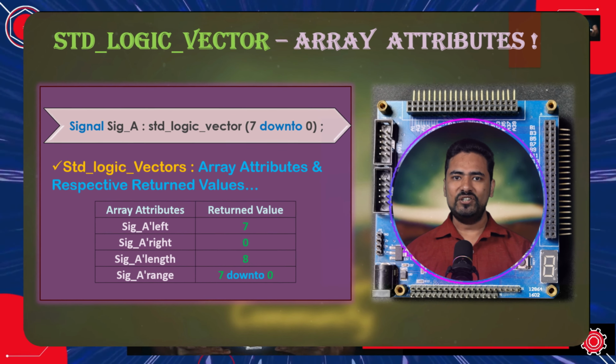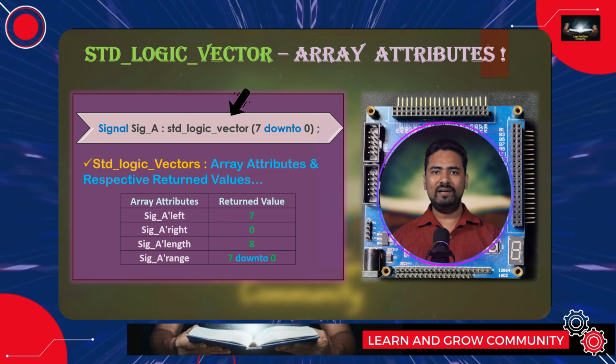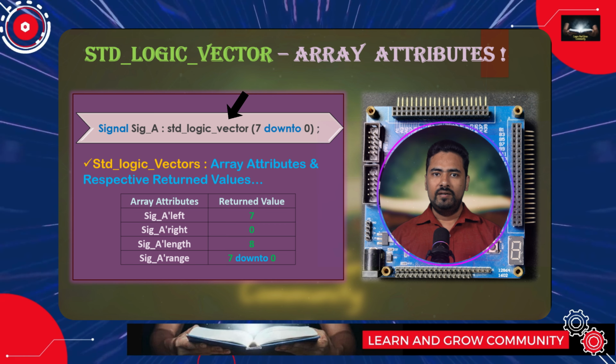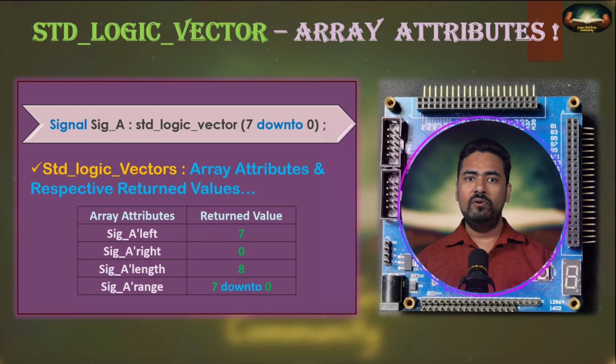Hi, in the last session, we had some overview of vector type signals and the std_logic_vector data type. Now, this is an important session where we will talk about the attributes of vector type signals, and I will show you how you can use those attributes for clean and well generalized VHDL designs.